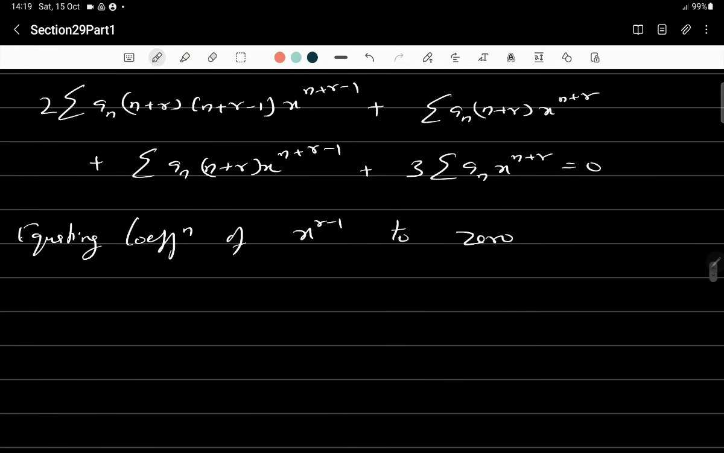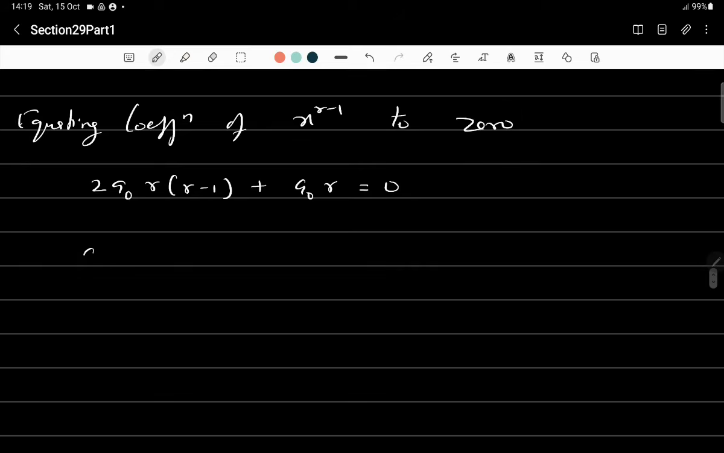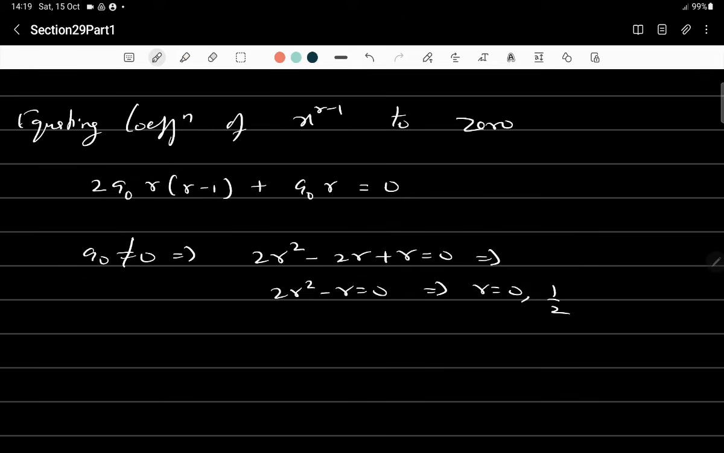So if you equate it, from the first term you will get 2 a naught r, r minus 1, plus, in the second term there is no coefficient of x raised to r minus 1, in the third term it is a naught r, and again in the last term it is not there. Now a naught is not equal to 0 implies 2r square minus 2r plus r is equal to 0. So that gives you 2r square minus r is equal to 0. That gives you r is equal to 0 and half.